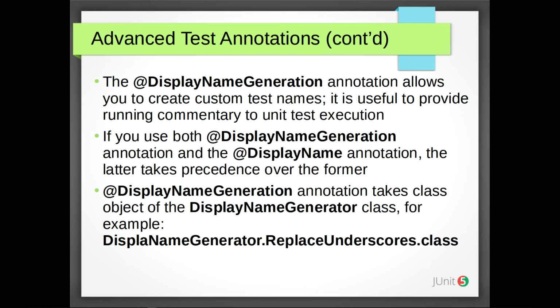So let us go to another annotation. The @DisplayNameGeneration annotation allows you to create custom test names. It is useful to provide running commentary to unit test execution. If you use both the @DisplayNameGeneration annotation and the @DisplayName annotation, the latter takes precedence over the former, so do not use them together. The @DisplayNameGeneration annotation takes a class object of the display name generator class. For example, DisplayNameGenerator.ReplaceUnderscores.class.